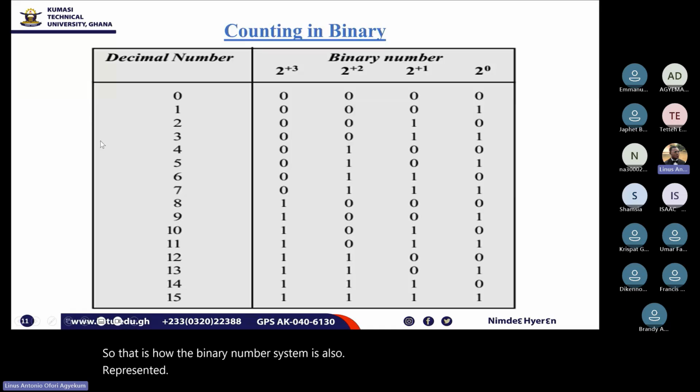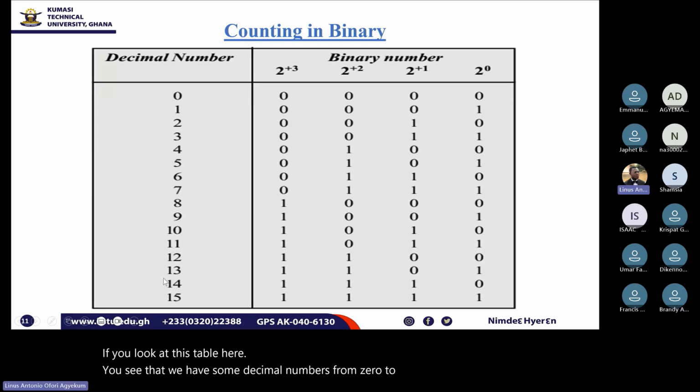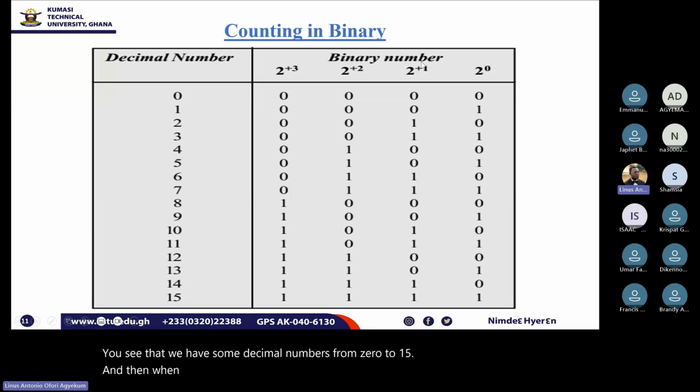Now let's look at counting in binary. If you look at this table here, you will see that we have some decimal numbers from 0 to 15. And then when you come to the binary side, since it is to the base 2, this is a 4-bit binary system that has been represented here.